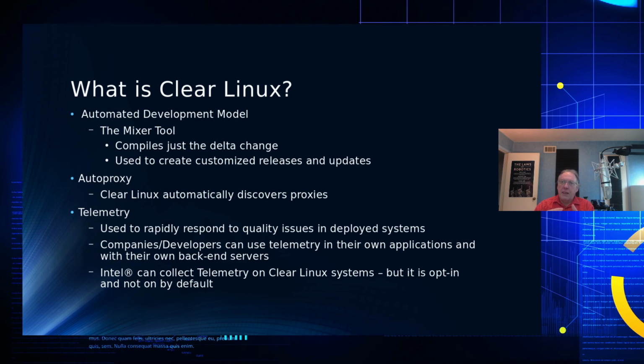But the other thing is that companies and developers can use that same mechanism to monitor the systems that they have deployed, as well as getting reports back on failures of their code while it's either in test, in development, or in production. Then you can customize the direction where that telemetry flows. It doesn't always have to go to Intel. Intel can collect that information on Clear Linux installs, but as I said, it's opt-in by default. You have to turn it on.